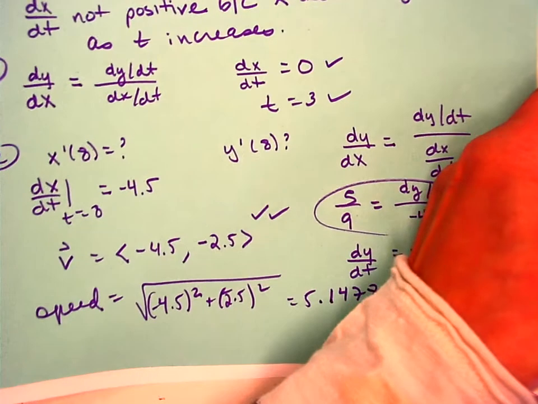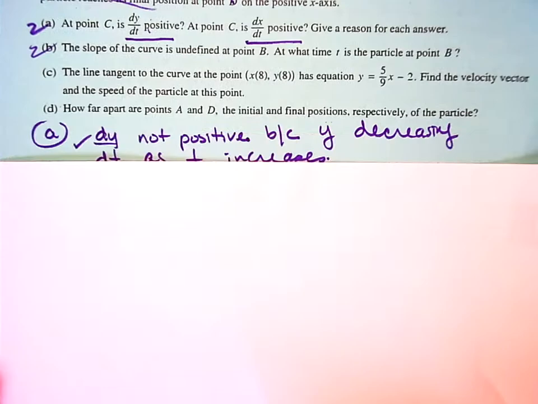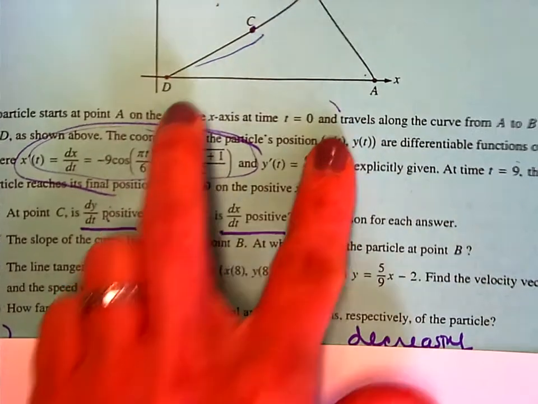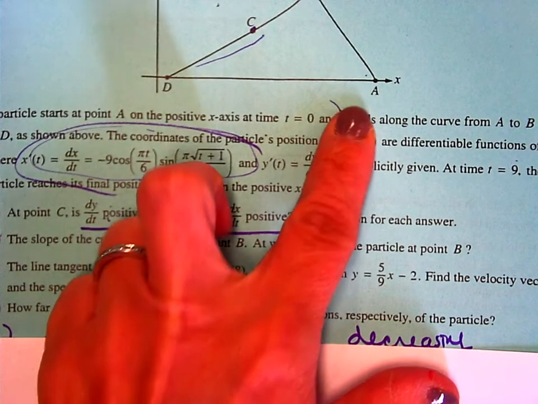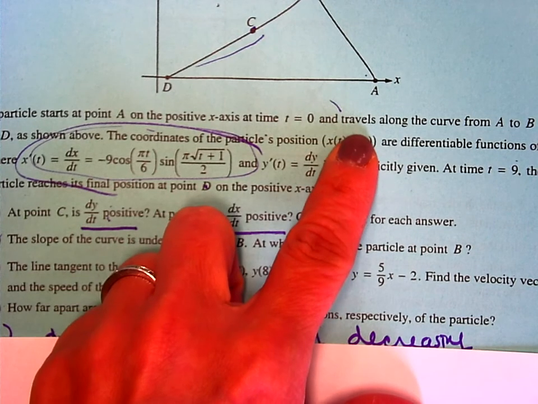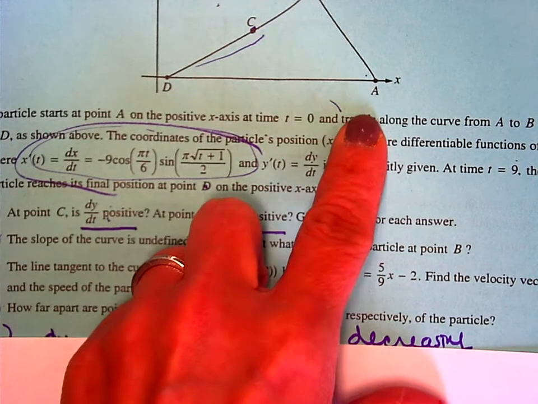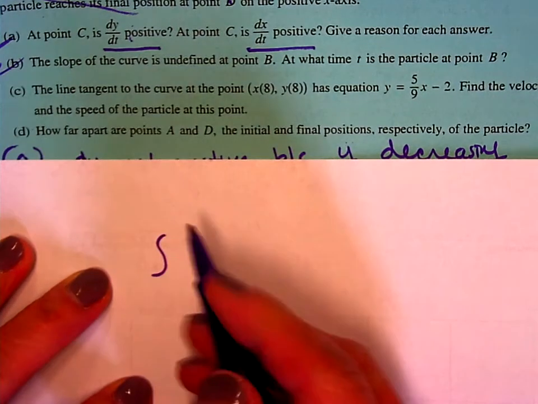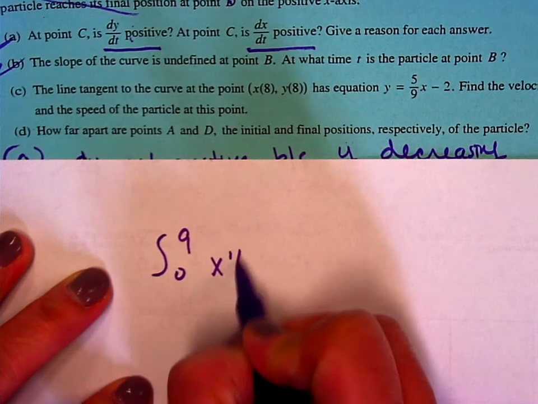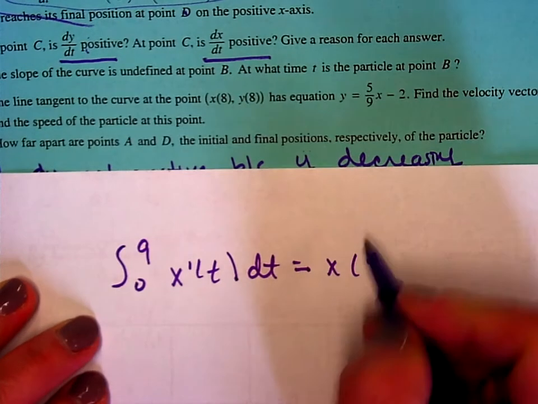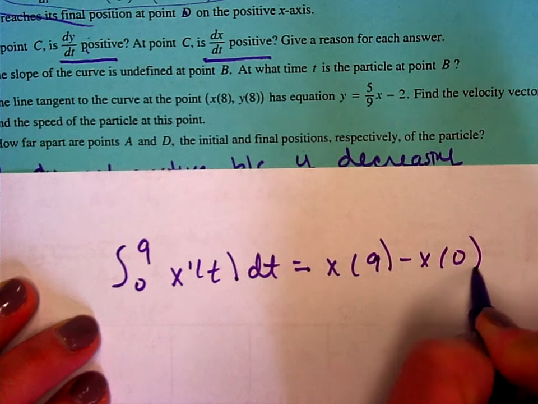Okay? And the last case, part D, asks, how far apart are the points A and D? But if I look at the graph, notice the points A and D are only, the distance between them is just the horizontal distance. So basically, I just need to figure out what's the change in the x-coordinate from A to D. So how do I find the change in the x-coordinate? I'm going to integrate x prime from 0 to 9. And I know that the integral of x prime is x of 9 minus x of 0. And I'm just going to use my calculator.